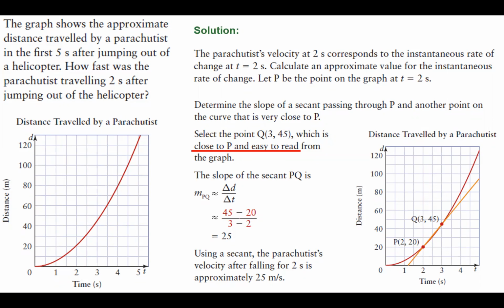The parachutist's velocity at 2 seconds corresponds to the instantaneous rate of change at t equals 2 seconds. Calculate an approximate value of the instantaneous rate of change. Let P be the point on the graph at t equals 2 seconds. Then determine the slope of a secant passing through P and another point on the curve that is very close to P. We can use this value as an approximation of the instantaneous rate of change. Therefore, we need the other point to be close to P and have coordinates that are easy to read, right? So we can choose the point Q, which is here.